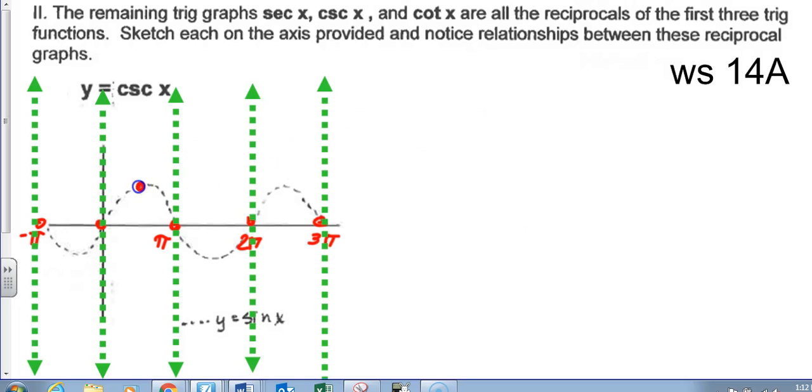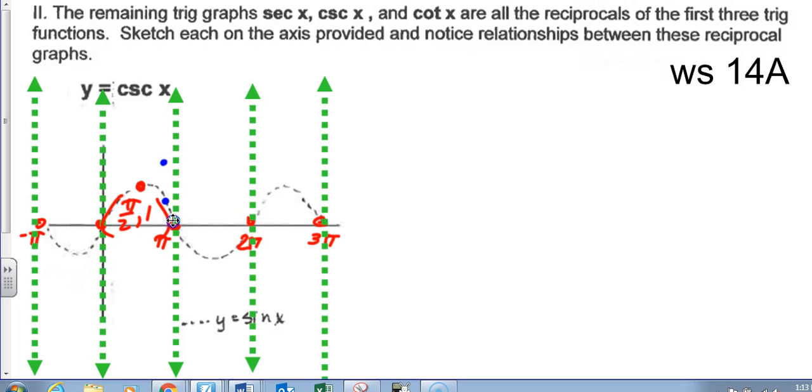All right, hang with me here. What's this ordered pair right here? At pi over 2, this graph is at 1. What is the reciprocal of 1? 1 divided by 1 is still 1. So the reciprocal function still goes through pi over 2, 1. All right, say over here at 3 pi over 4, it was at 1/2. What's the reciprocal of 1/2?